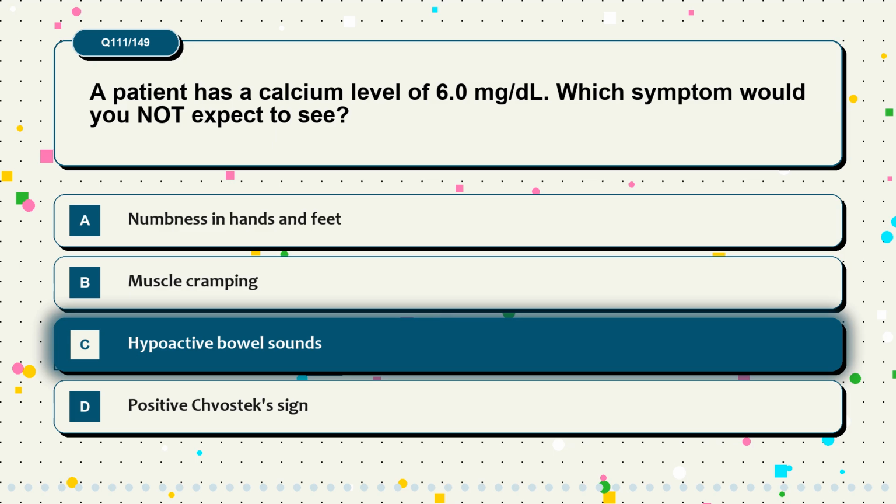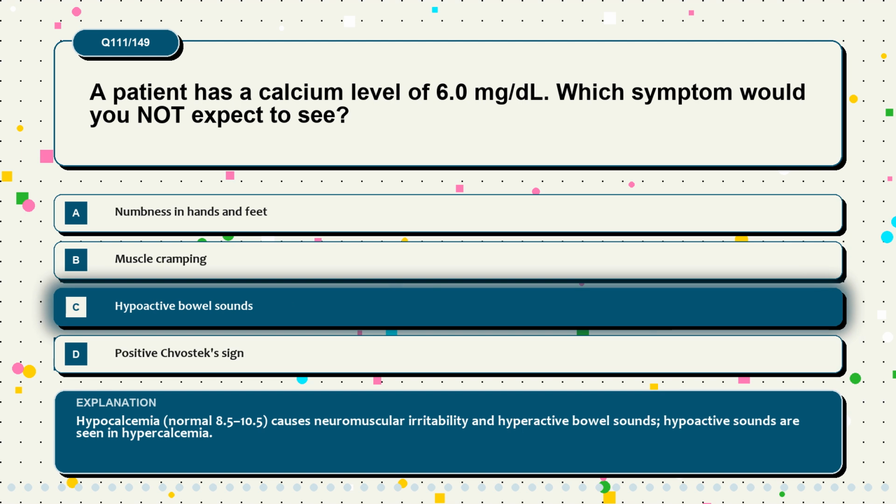The correct answer is option C. Hypoactive bowel sounds. Hypocalcemia, normal 8.5-10.5, causes neuromuscular irritability and hyperactive bowel sounds. Hypoactive sounds are seen in hypercalcemia.